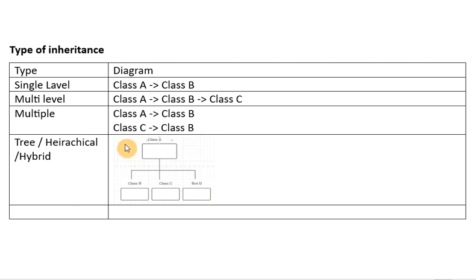So as a whole, class A is commonly used in B, C and D. It is using the single level and the tree level as well, so that is why it is known as the hybrid type of inheritance. So this is all about how many types of inheritance there are.